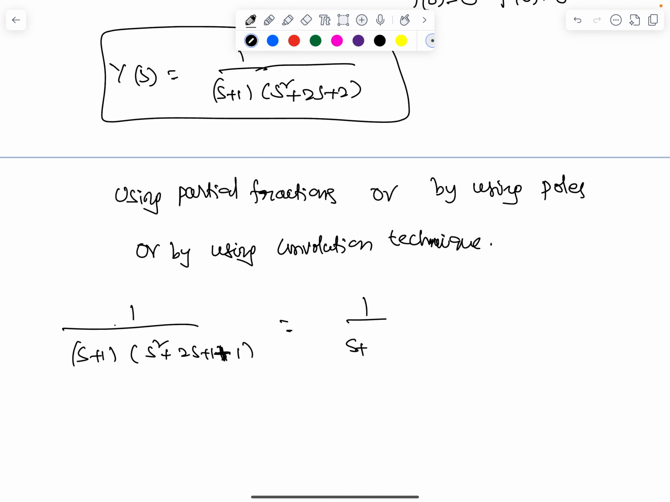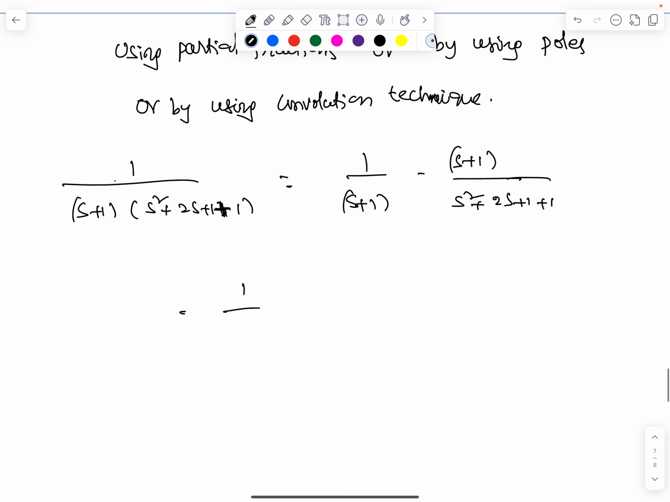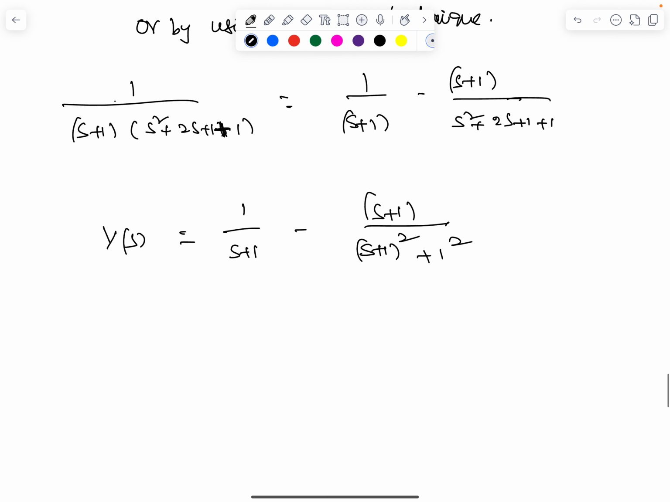So, (s plus 1) minus (s plus 1) divided by (s square plus 2s plus 1 plus 1), and this is equal to 1 by (s plus 1) minus (s plus 1) divided by ((s plus 1) whole square plus 1 square). So, therefore, capital Y of s is this. Now apply inverse Laplace. Applying inverse Laplace transform.